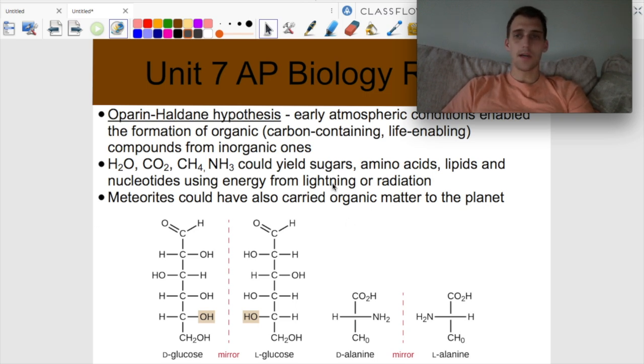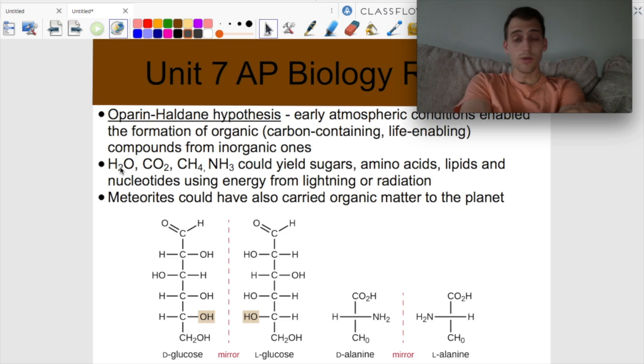So take a look at these compounds over here. We've got water, which is a super important part of living things, but technically not organic. So water, carbon dioxide, methane, and ammonia. These contain atoms that you can find in organic compounds, but are not really organic compounds. They're really waste products. We breathe out carbon dioxide; we eliminate methane and ammonia. But these combined, under the right conditions, could yield sugars, amino acids, lipids, and nucleotides, using a little bit of energy from lightning or from radiation.